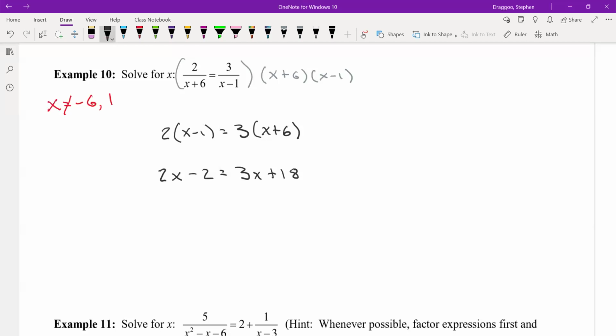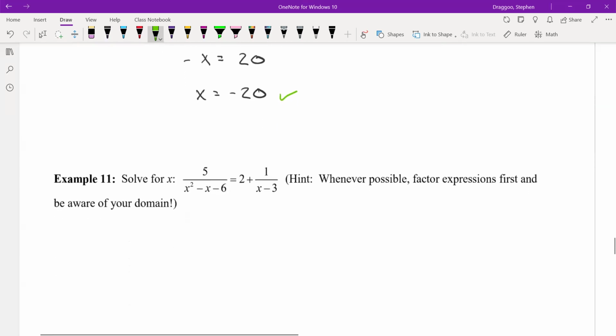Maybe you're most excited about putting x's on the left, meaning I'll have negative x equal to positive 20, if I subtract the 3x over and I add a 2 over, which is the same as x equals negative 20. But again, I'll compare that against my restriction, meaning that x can't be negative 6 or 1, but this is negative 20, and that's fine. So we take that solution.